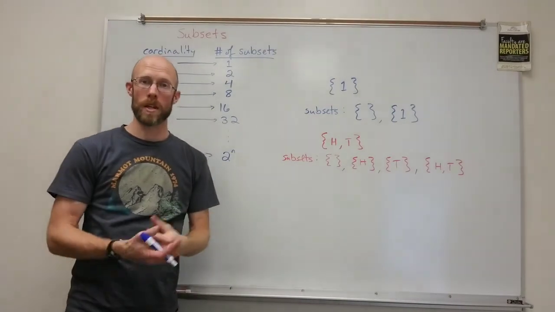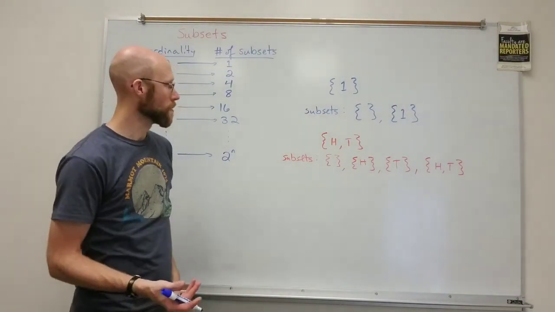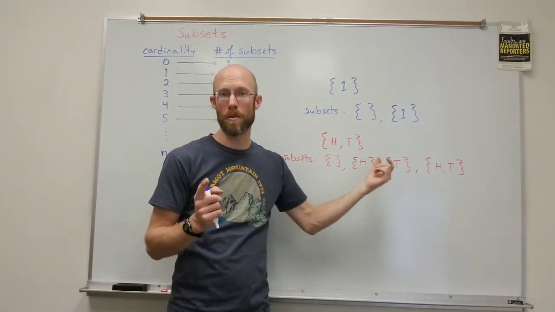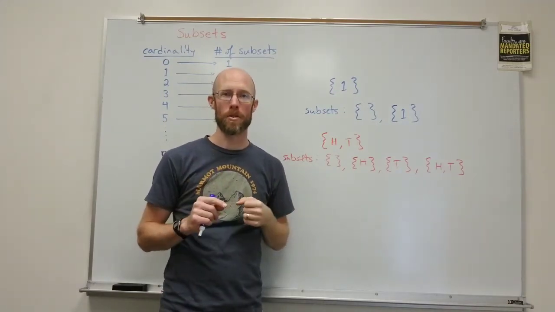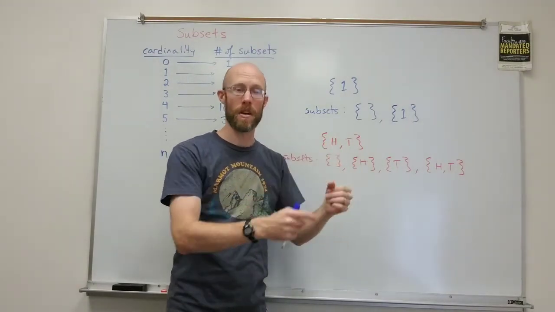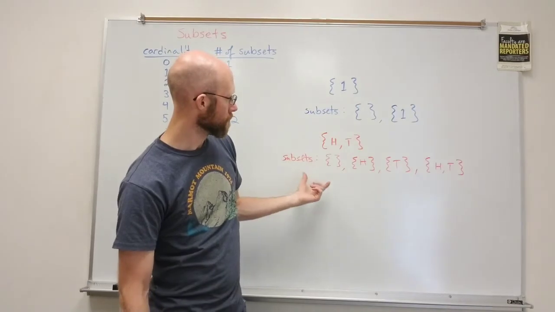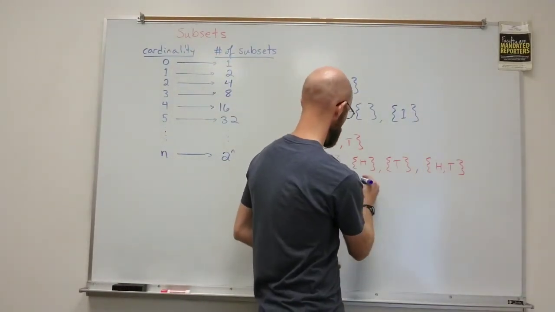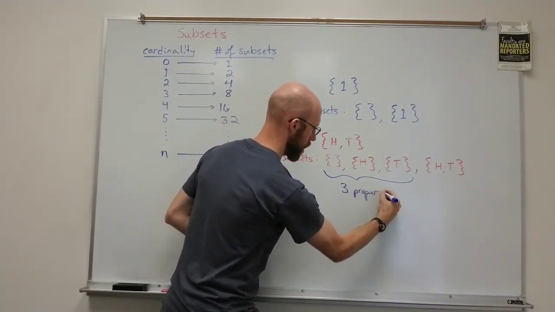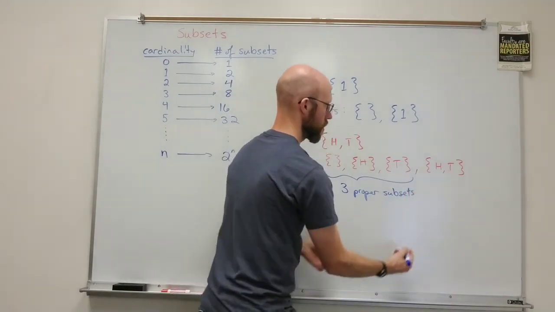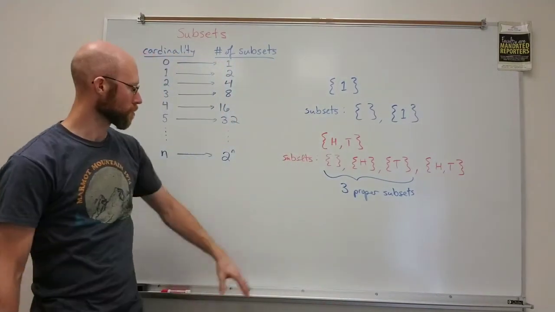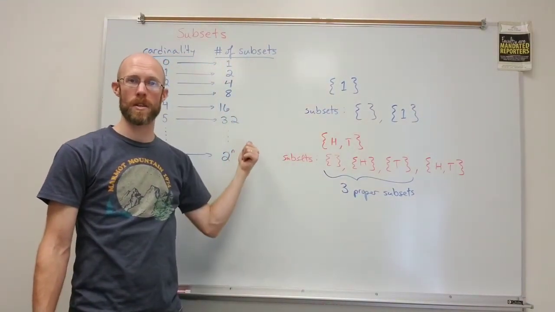Now, another interesting aspect, if you think about proper subsets: every one of these sets that I had written up here has one non-proper subset, the set itself. Proper subsets are all subsets that are not itself. So for the head-tail example, there are 3 proper subsets and 1 equal subset. If you're looking for proper subsets, it's always going to be 1 less than this number.